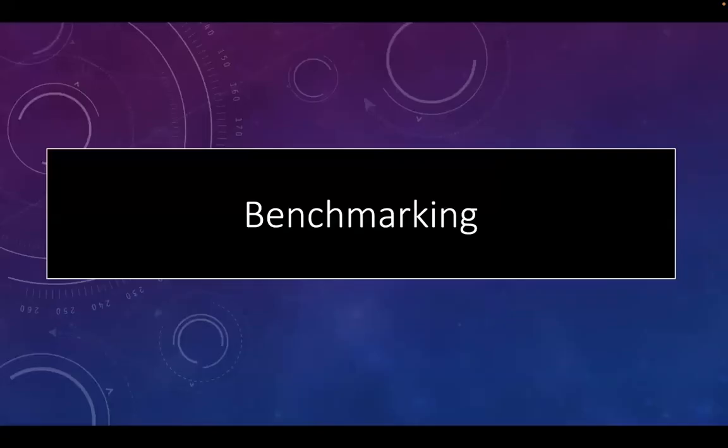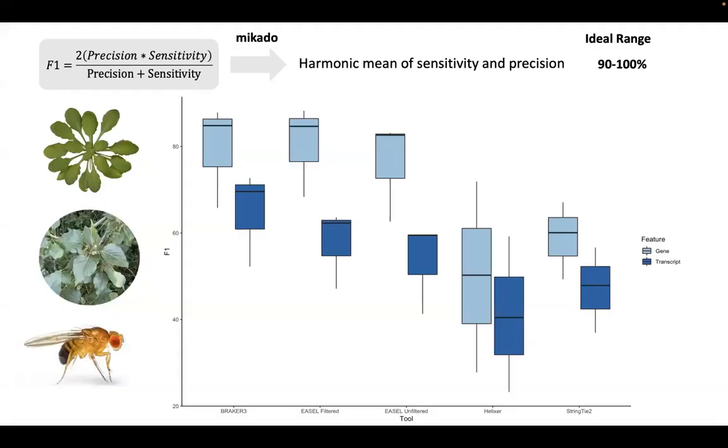So how do we compare to other tools? Well, as you can see, BRAKER3 and EASEL provide the best F1 scores at gene and transcript level when looking at Arabidopsis, Poplar, and Drosophila. And the filtered annotation is far better than the unfiltered. EnTAP and StringTie2 do not fare as well, suggesting machine learning and RNA evidence together is necessary to produce the highest quality annotation.